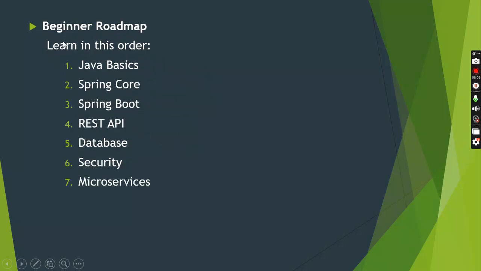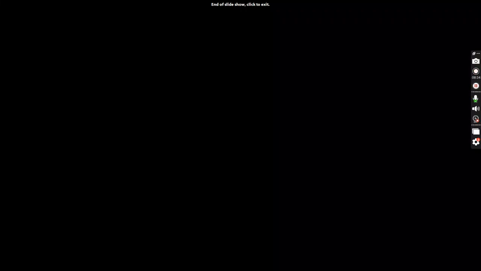Let's see the beginner roadmap. A beginner can learn in this order. First of all, you need to learn Java basics. After that, Spring Core, after that Spring Boot. After that, you need to learn REST APIs, database connectivity, security, then you can move on to microservices.